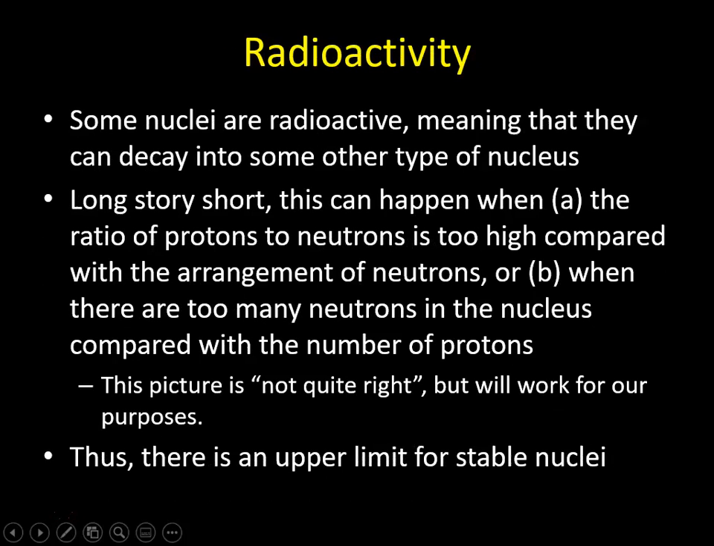Radioactivity. Some nuclei are radioactive, so they can decay from some larger nucleus into a smaller nucleus, or in other cases can actually go from a slightly less massive nucleus to a slightly more massive nucleus, depending on what sort of decay is happening. Although, generally speaking, even if you end up going to a higher atomic number, in a lot of cases the mass will end up being a little bit less because of tighter binding energy. But in any case, there's an upper limit for stable nuclei.